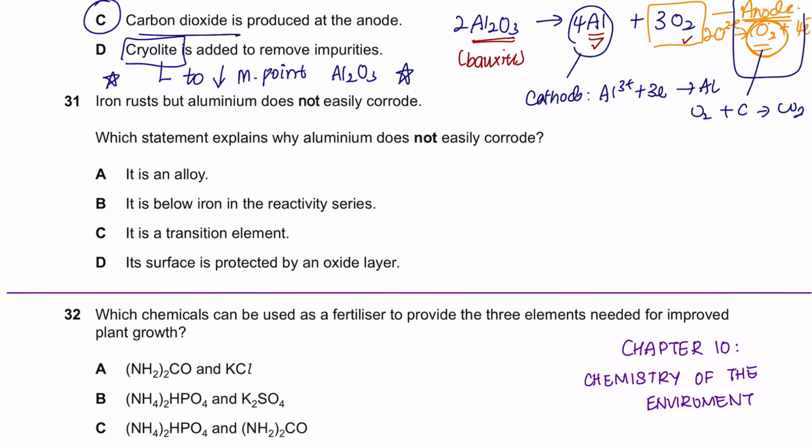Next, question 31. Iron rusts, but aluminium does not easily corrode. Which statement explains why aluminium does not easily corrode? So when a material does not easily corrode, it's because it has a protection layer, and for aluminium, it will be the layer of oxide. So the answer is D.